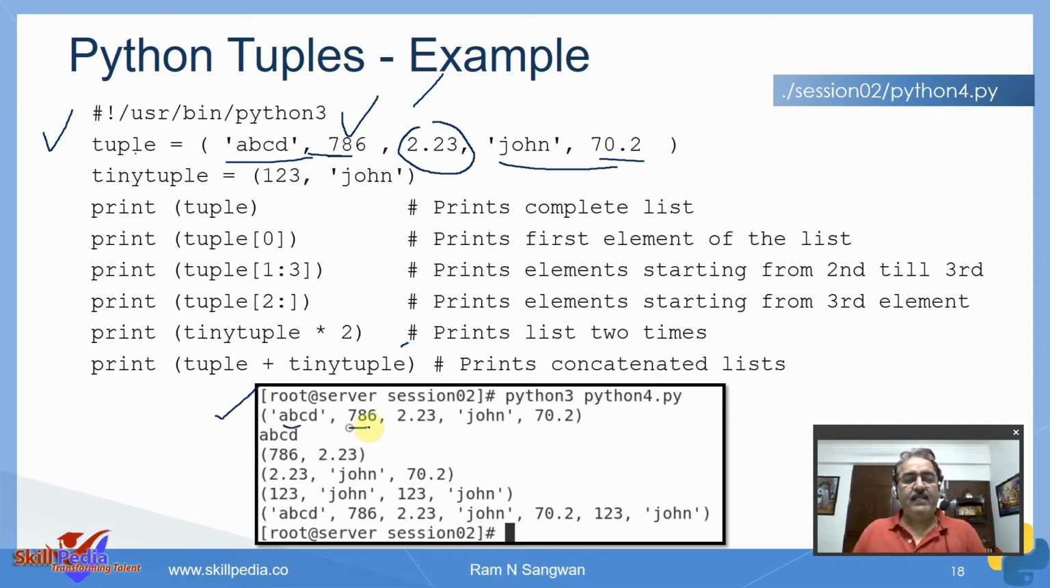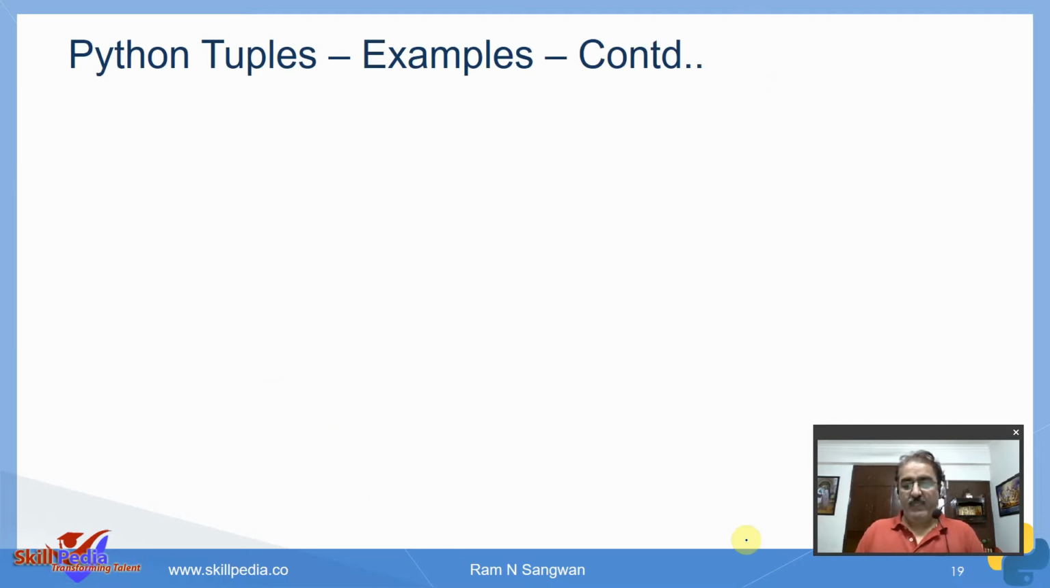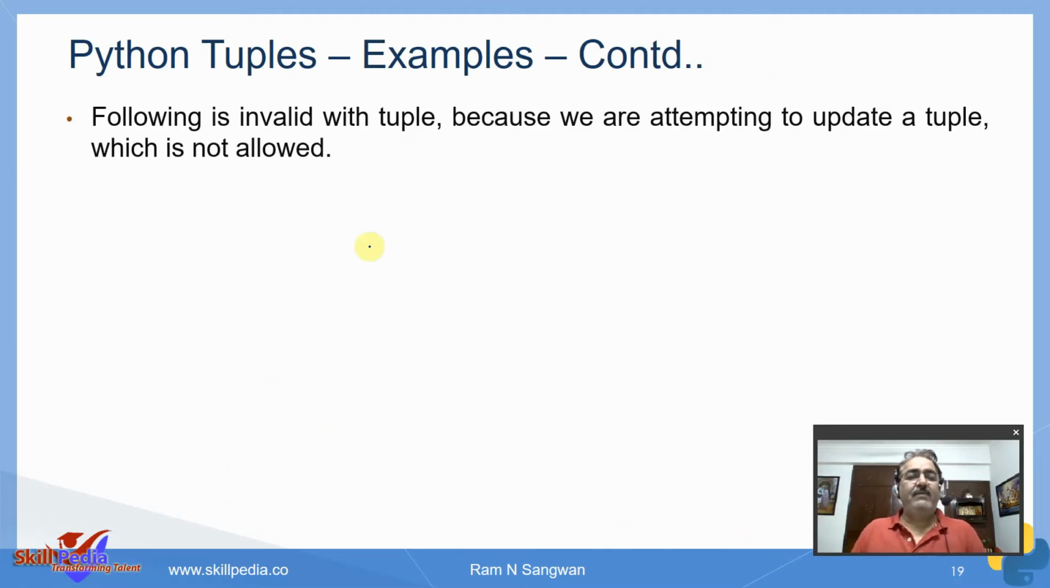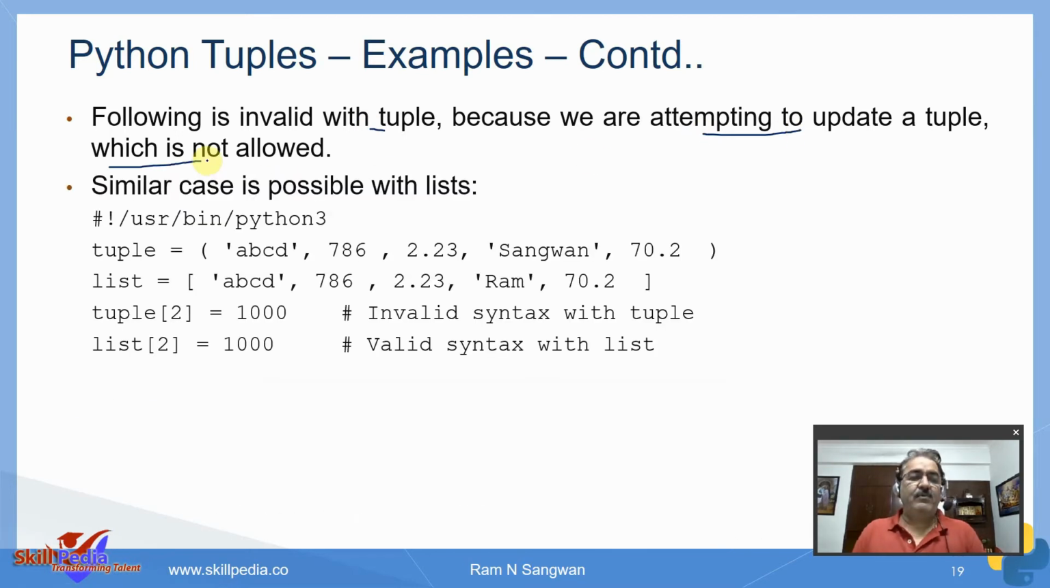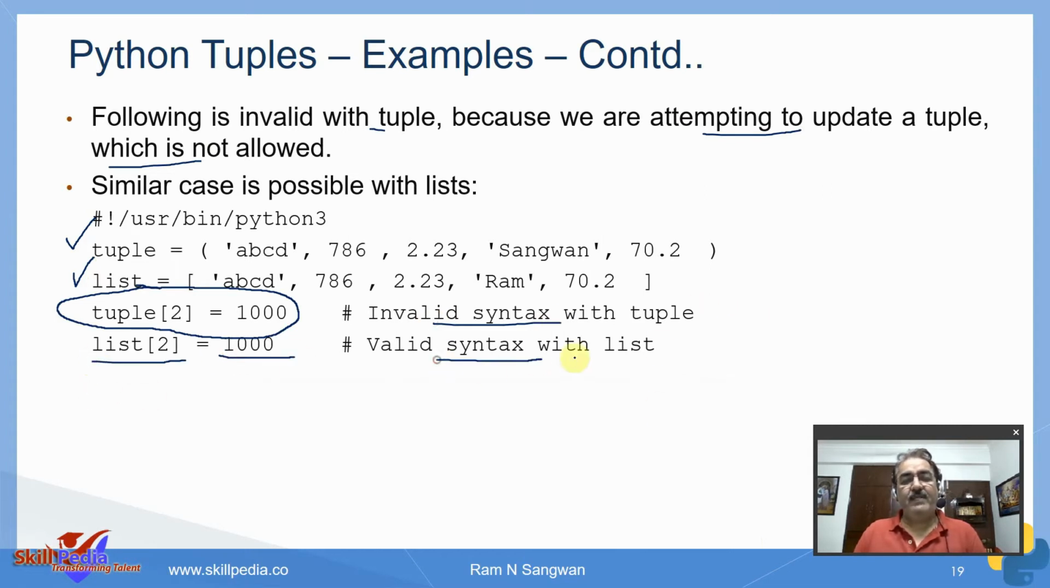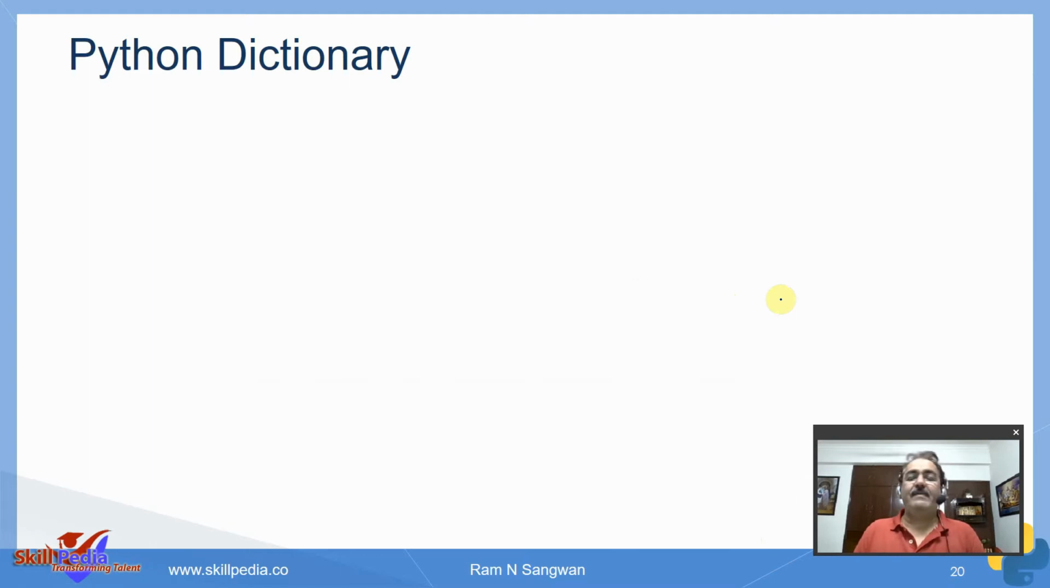So ABCD 786, the same element, the output is the same. The following is invalid with a tuple because we are attempting to update a tuple, which is not allowed. So this is a tuple and this is a list. Tuple 2 equal to 1000, not allowed. Invalid syntax with a tuple, whereas in a list it is allowed, valid. You got my point? So when you run this program, it will throw an error.